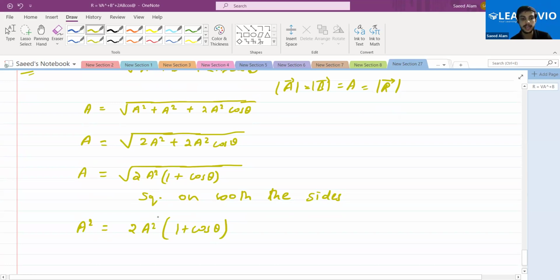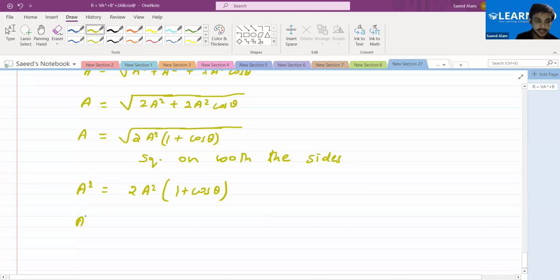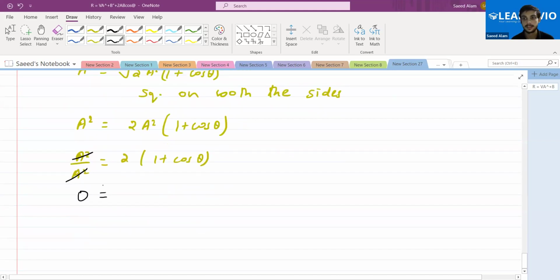Yes. So do you agree that if I divide this, A square divided by A square equals 2 times of 1 plus cos theta? Yes or no? Yes. What will be there in the LHS? The A square will cancel out, and I'll get 1. Yes, we'll get the 1.